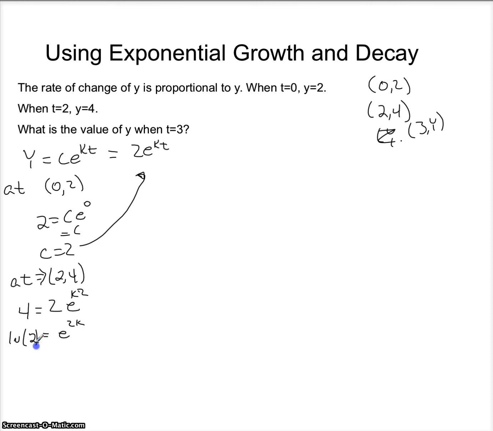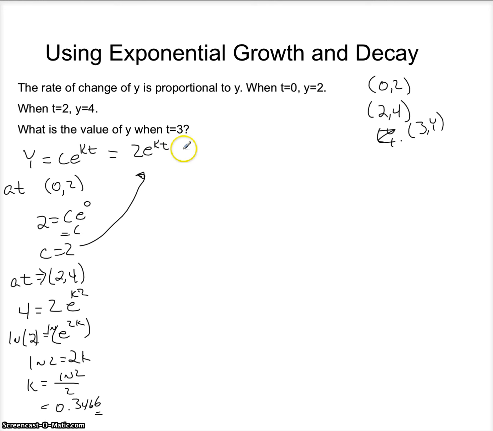Take the natural log of both sides. So I have the natural log of 2 is equal to 2k. And that tells me k is the natural log of 2 divided by 2. Now, for simplicity's sake, I'm going to go on and find a decimal. That's 0.3466. And you'll see I carry this at least one decimal beyond.